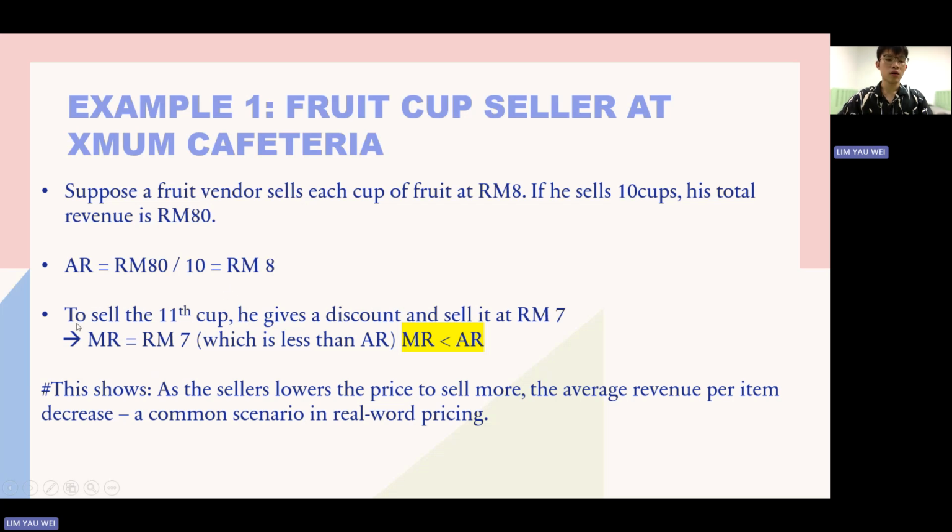To sell cup 11, he gives a discount and sells it at 7 ringgit. So the marginal revenue will be 7 ringgit, which is less than the average revenue. So average revenue is more than marginal revenue. This shows that as the seller lowers the price to sell more, the average revenue per item decreases, a common scenario in real-world pricing.